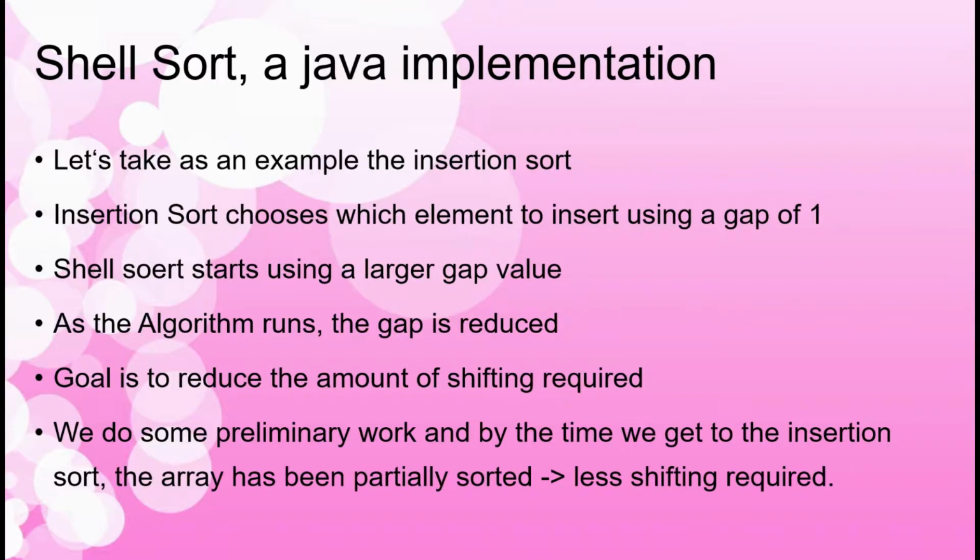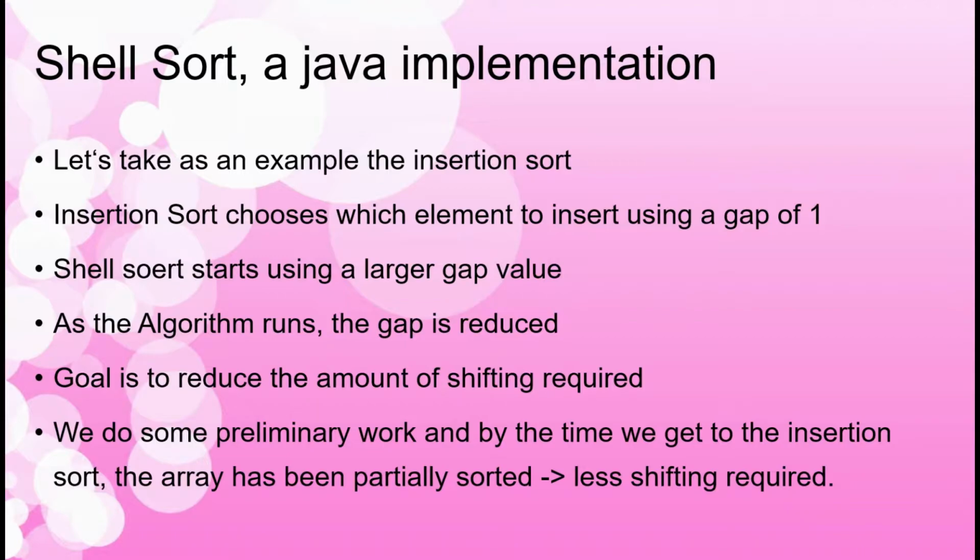Let's take the insertion sort as an example here. The insertion sort chooses which element to insert using a gap of 1. If you remember, we had the sorted part and the unsorted part, and we use the gap of 1, so we compare the first and the second values, and then the second and the third, and so on.